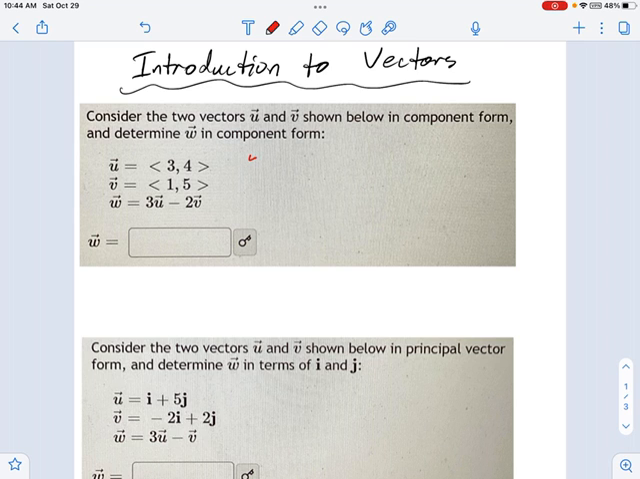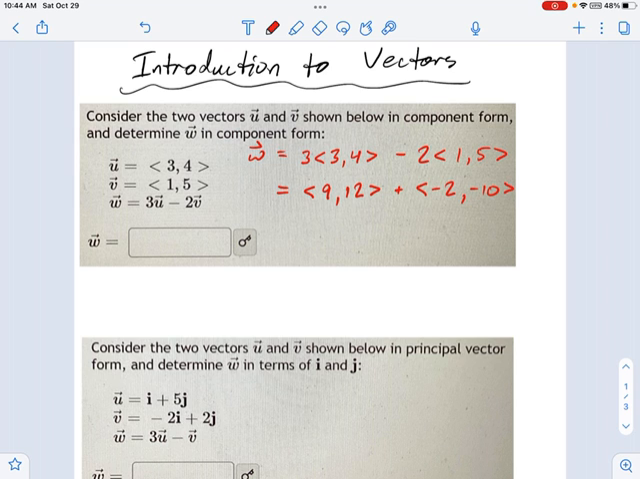So the way I'm going to do this is I'm going to say, here's my w vector, and this equals 3 times my u vector, which is 3, 4, minus 2 times my v vector, which is 1, 5. And now multiplication distribution works the same as if these were parentheses. They're not, but the rules work the same. So 3 times 3 is 9, 3 times 4 is 12, and that minus 2 gets turned into a negative 2 in here once I multiply, and a negative 10.